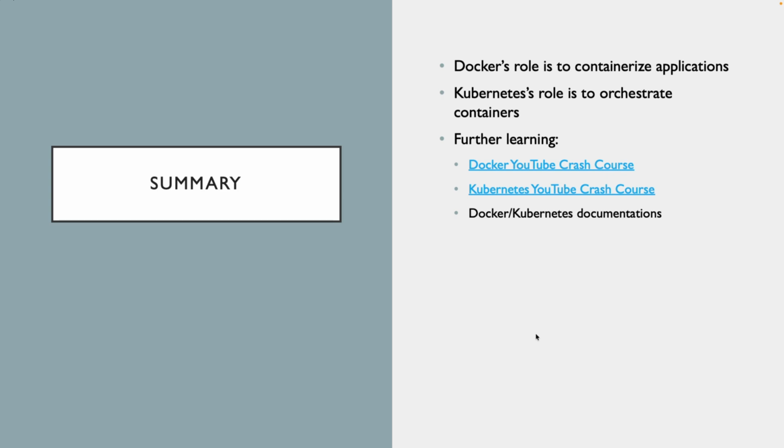So the key takeaway of the tutorial is first, Docker's role is to containerize applications, and Kubernetes' role is to orchestrate the containers. And here are 2 recommended YouTube courses for you if you want to learn more about Docker and Kubernetes.